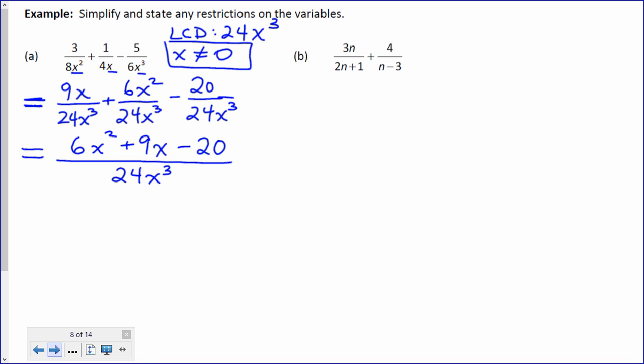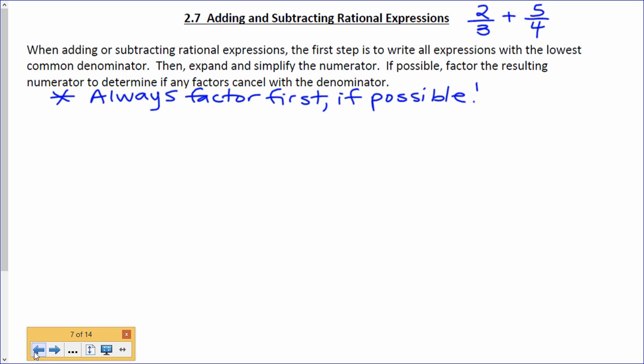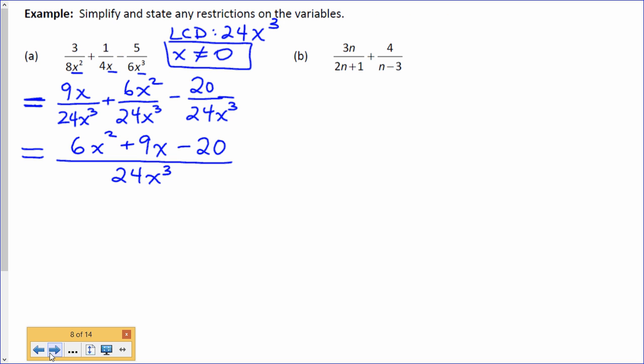I'm going to go back to our numerical example from the beginning. Remember my 2/3 and 5/4? What's the common denominator there? 12. Why are you picking 12? Because you know 3 goes into 12 and 4 goes into 12. In this case, you need a denominator that 2n plus 1 goes into and n minus 3 goes into. Guess what you just have to do?